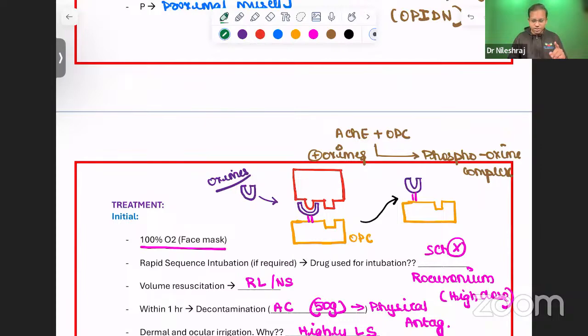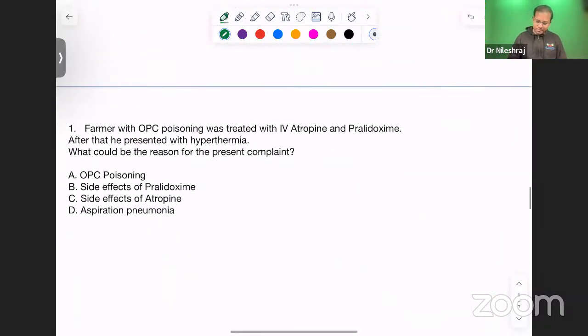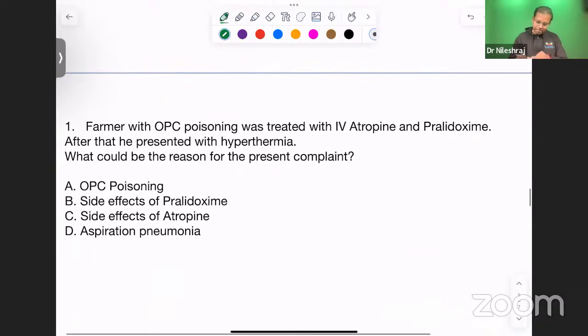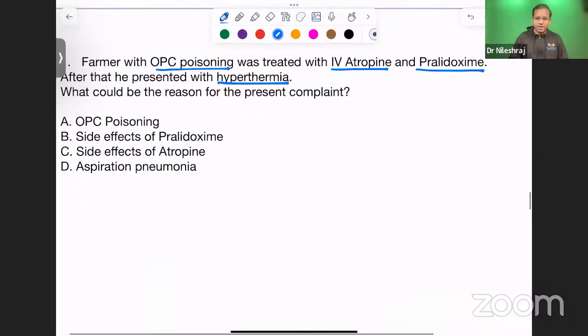Before closing this session, we'll have a test question also. Try to answer this question. A farmer with organophosphorus compounds poisoning was treated with IV atropine and pralidoxime. After that, he presented with hyperthermia. The temperature increased. What could be the reason for the presenting complaint? Here, the question is an MCQ, multiple choice question. Organophosphorus compounds poisoning. Try to answer this.